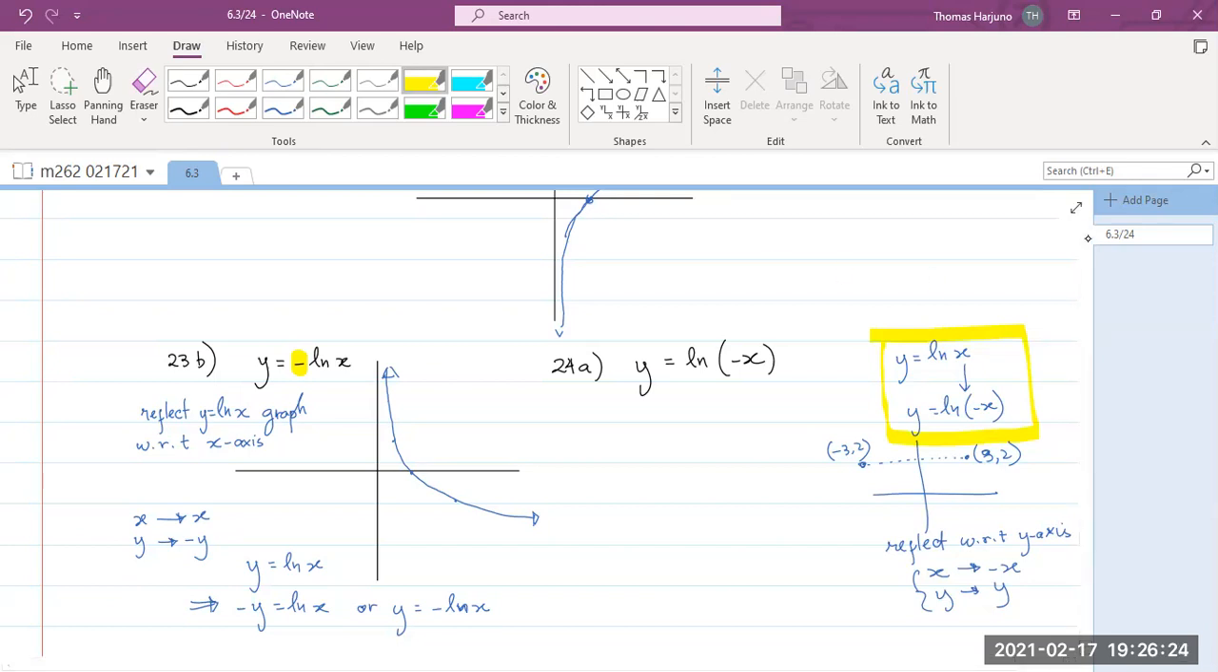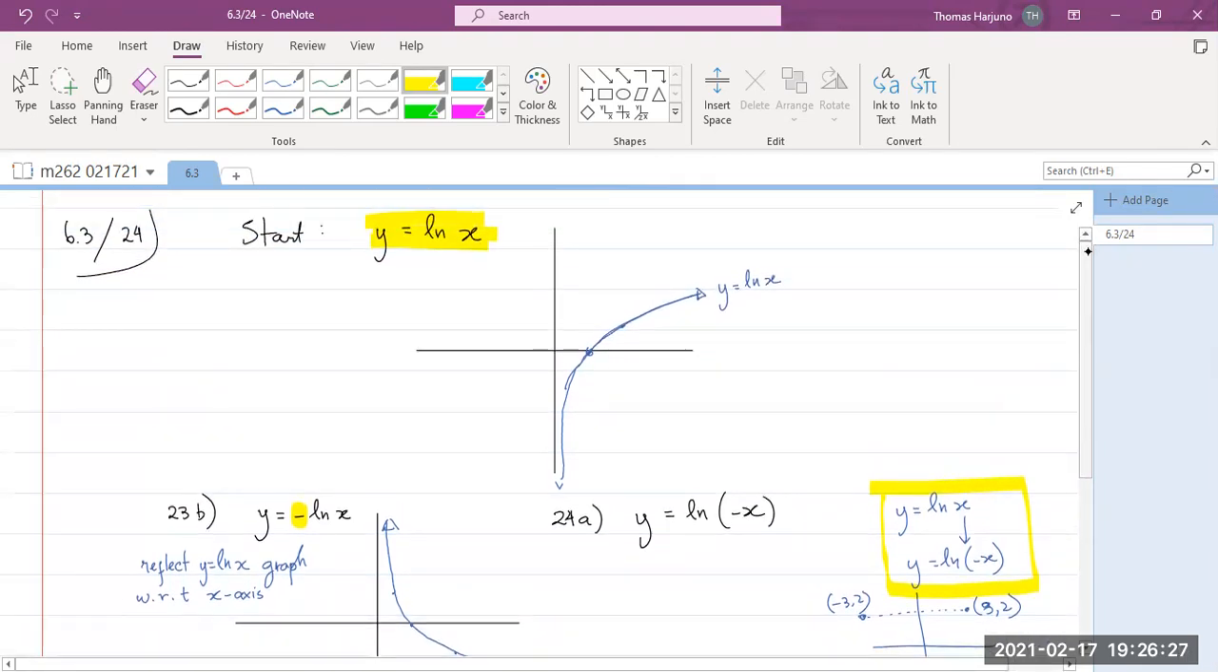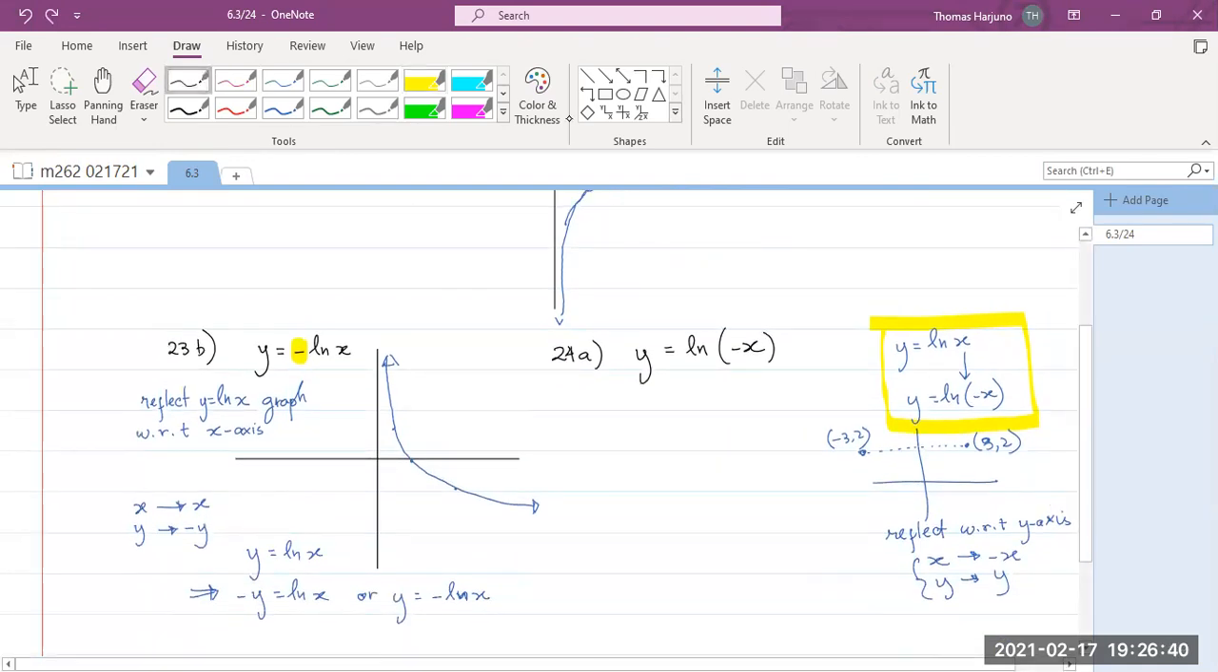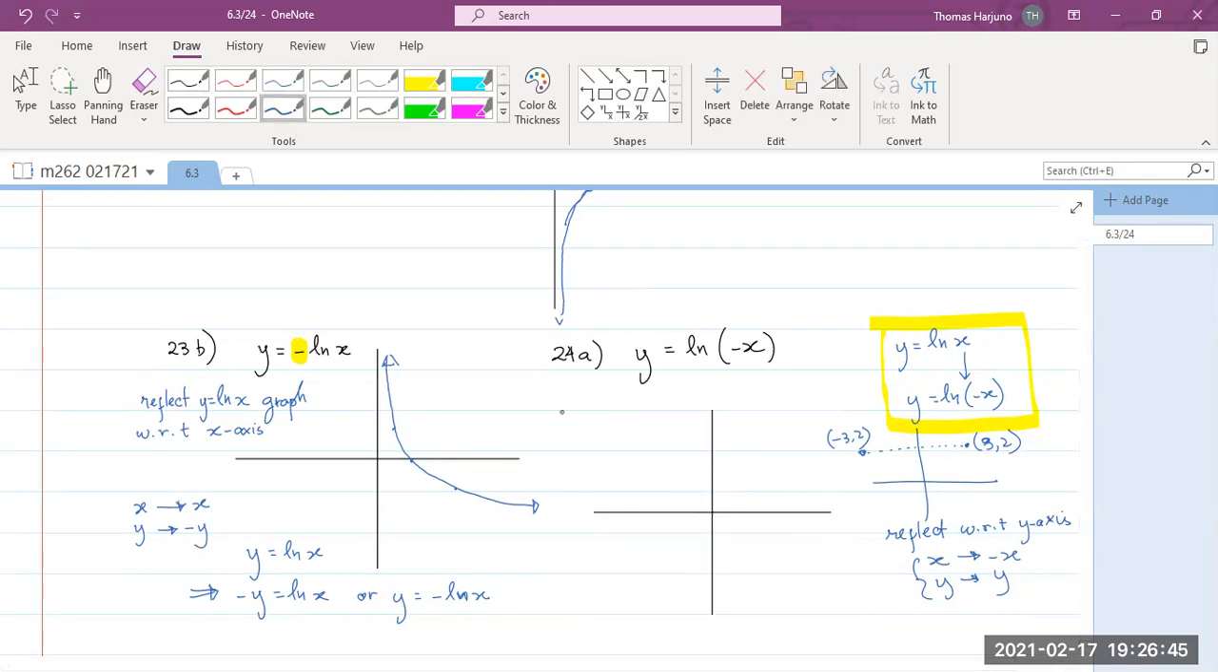So look back at that y equals ln x. Now reflect this with respect to the y-axis. So it will look like this approximately. Something looks like this. You reflect that ln x graph with respect to the y-axis.